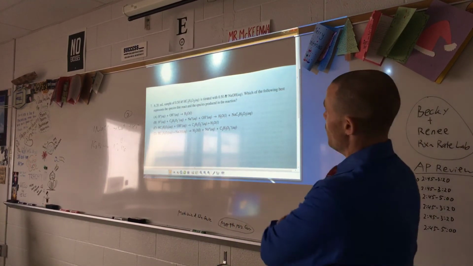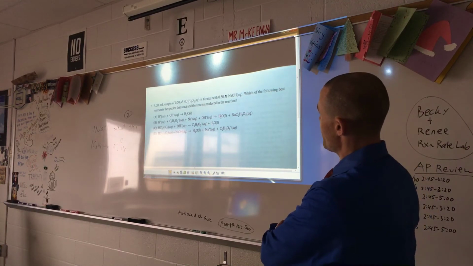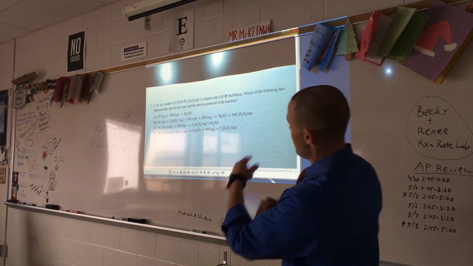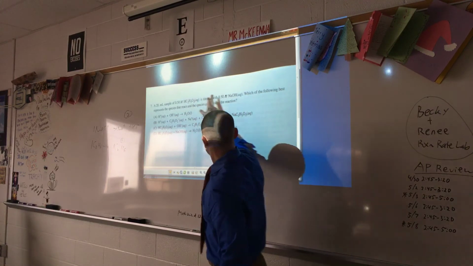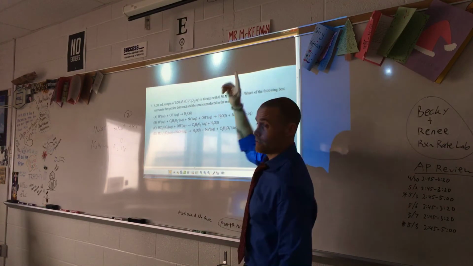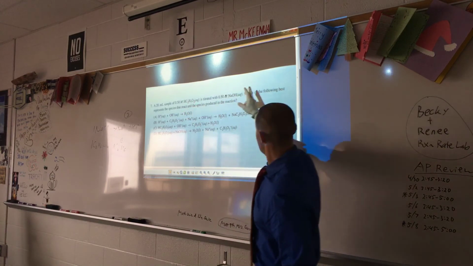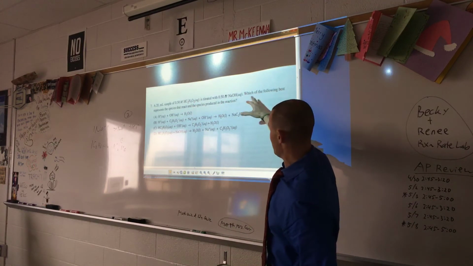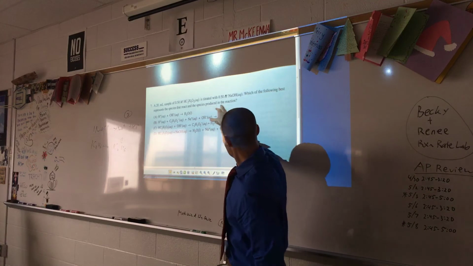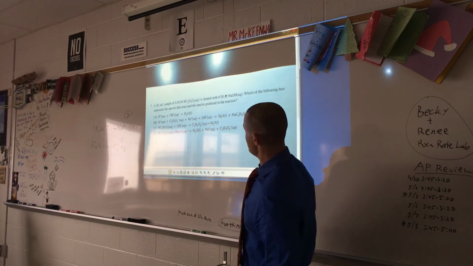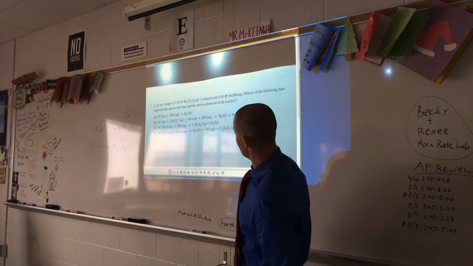Alright, so a 20 mL sample of acetic acid, 0.5 molar, is titrated with 0.5 molar NaOH. So this is a strong base, weak acid titration. That's important to just be aware of. Which of the following represents the species that react and the species produced in the reaction?